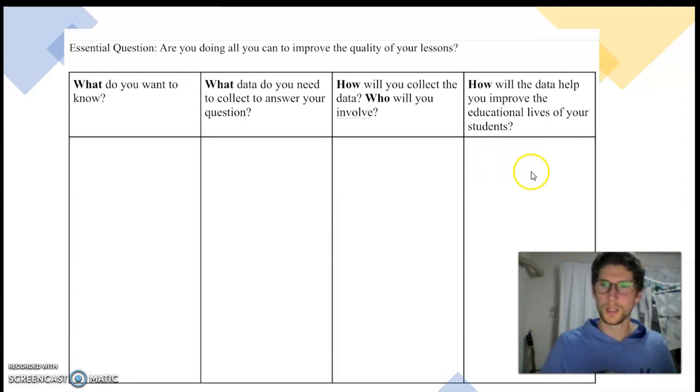Simply writing that down, getting an idea of how it will help, is a great way to start getting a groove for data analysis and assessment.